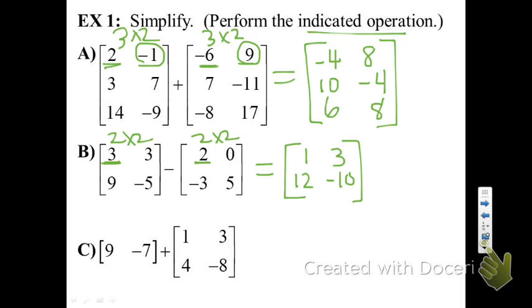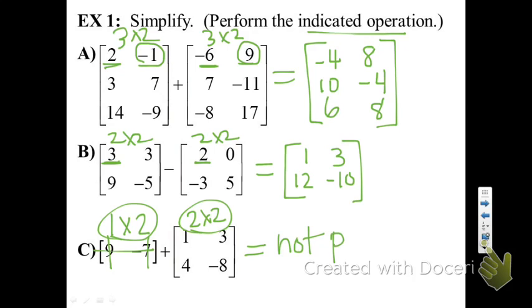With the bottom example, we have a 1 row by 2 columns. The second one is a 2 by 2. Because these dimensions are not equal, we cannot add them or subtract them. In this case, we can't add them, so we say not possible. So always check those dimensions before you try to add or subtract.